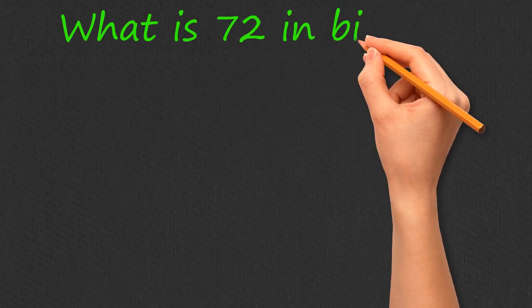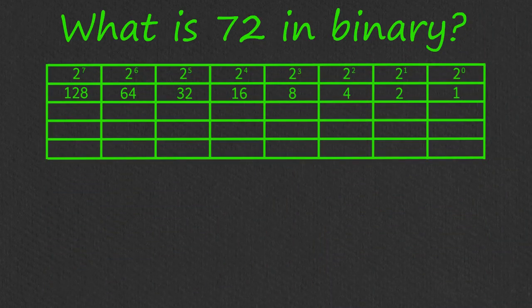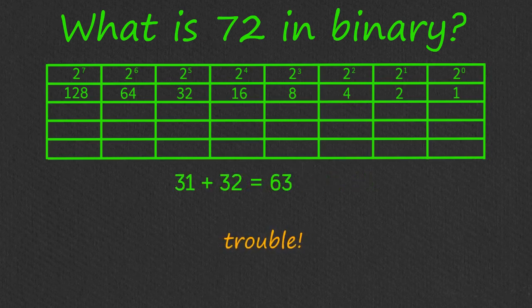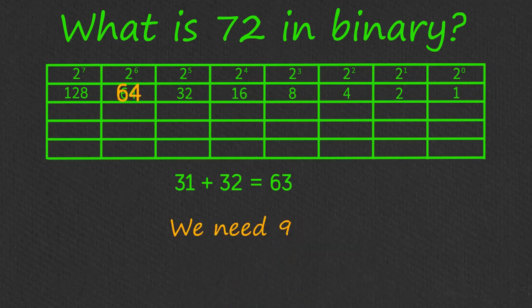Let us see this in action and find the binary equivalent of 72. Here is the blank binary place value table to help us. Let us start using up the digits from the right. 1 plus 2 makes 3, plus 4 makes 7, plus 8 makes 15, plus 16 makes 31, plus 32 makes 63. Now we are in trouble, as we only need 9, but the next place value is 64, and if we use it, we will get a number way more than 72.